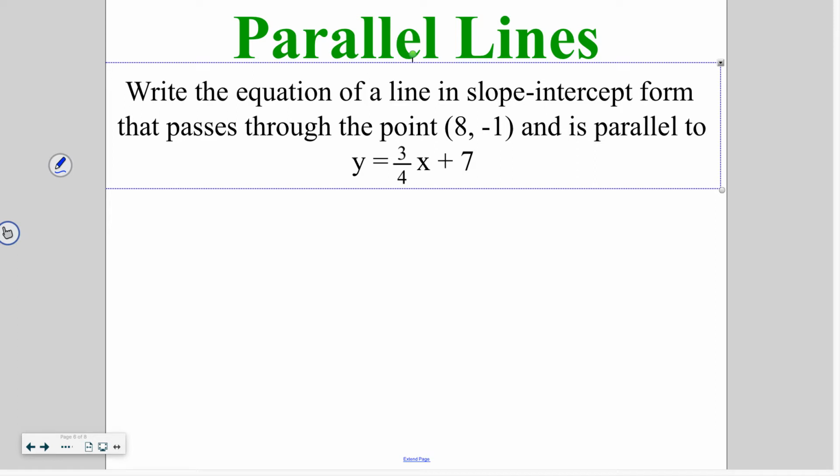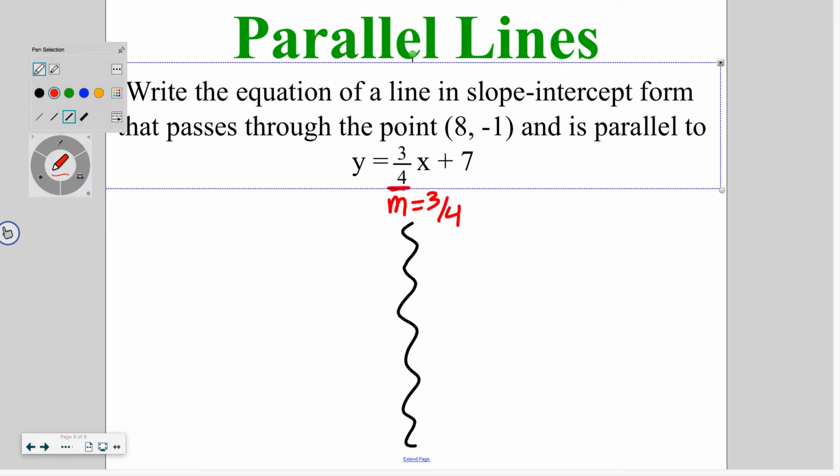Going through another example here, we are going to go through one that has a slope as a fraction. So my slope that I'm concerned about, I've got m is equal to 3/4. Again, I'm going to show both ways to solve this problem. You can pick whichever one is more comfortable for you.